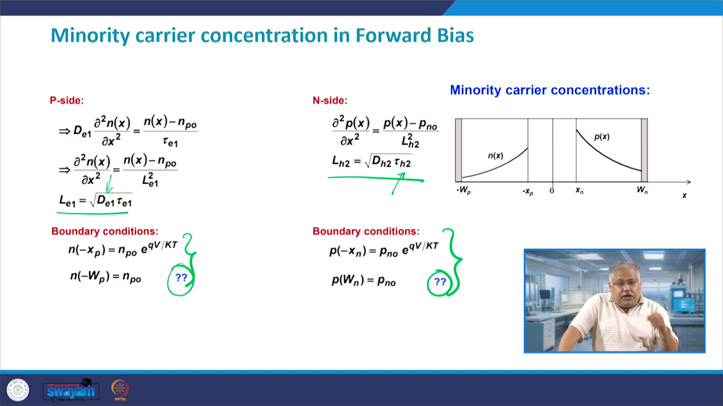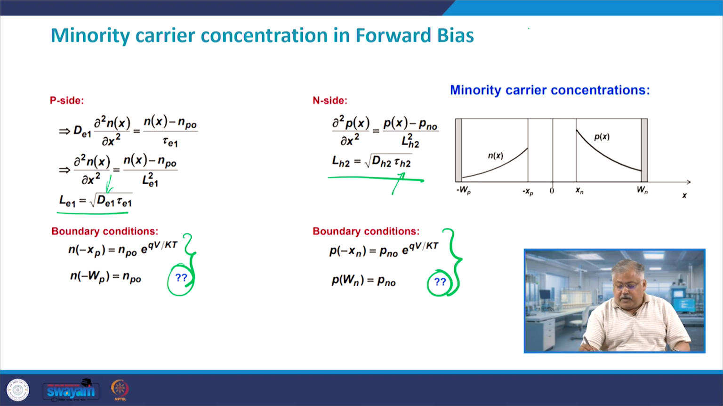This tells me how many minority carriers are there at minus xp, the edge of the depletion, and that is given by np0 e to the power qV by kT. And if you look at the right hand side, the number of holes, you will get pn0 e to the power qV by kT, right, and therefore it is a function of voltage V at the edge of the depletion. And when we say n of minus Wp, where Wp is the width of the depletion, we define that to be np0, because under strong reverse bias condition V will be negative, and the e to the power minus qV by kT quantity will be very small. It will go down to a very low value, it will not contribute to the overall value, and therefore you will be left with np0.